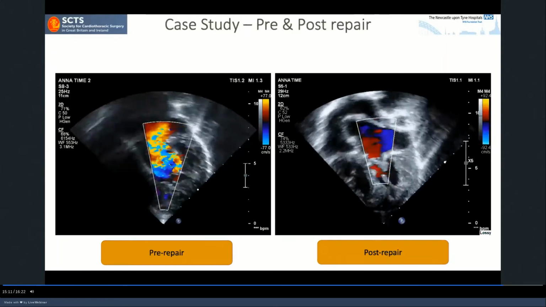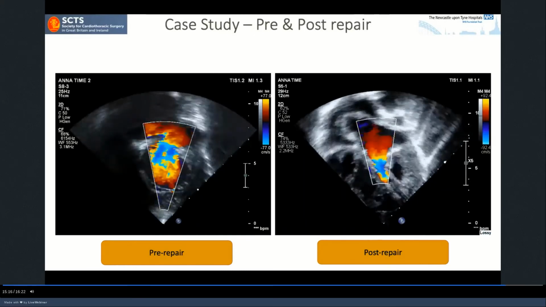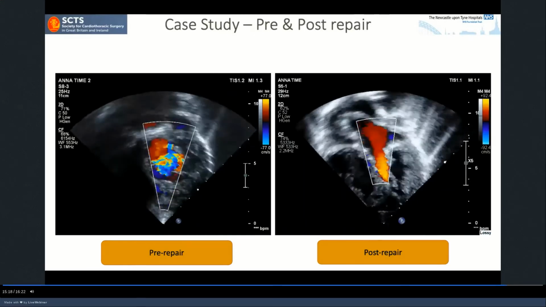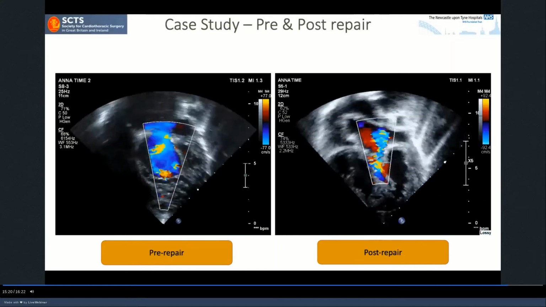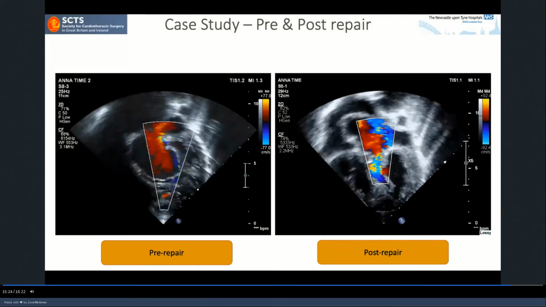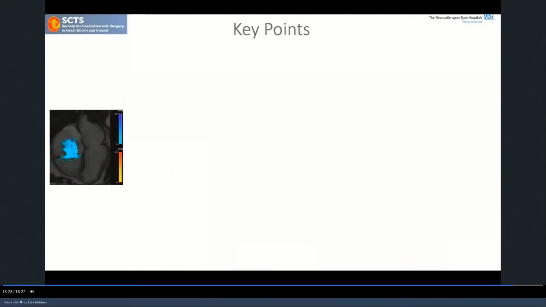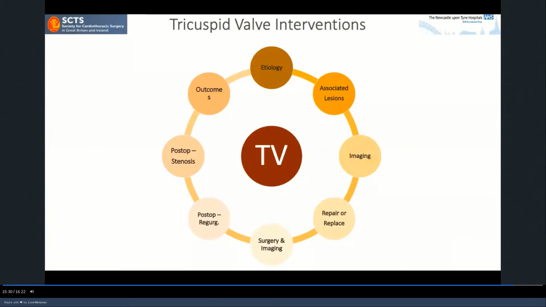So it goes to show that even in complex cases, the outcomes are reasonable, and the key of imaging is to provide an answer which would provide an acceptable yet a very good outcome for the patient. So in the end, I would like to clearly say that, in summary, a comprehensive understanding of the pathophysiology using imaging techniques is very important for defining any surgery for the tricuspid valve.